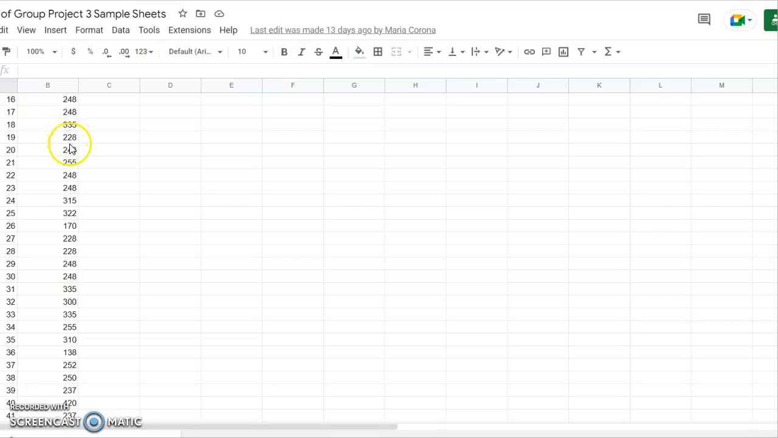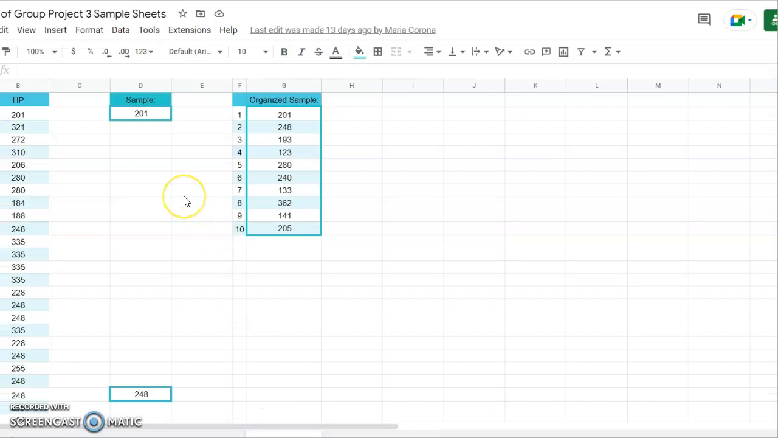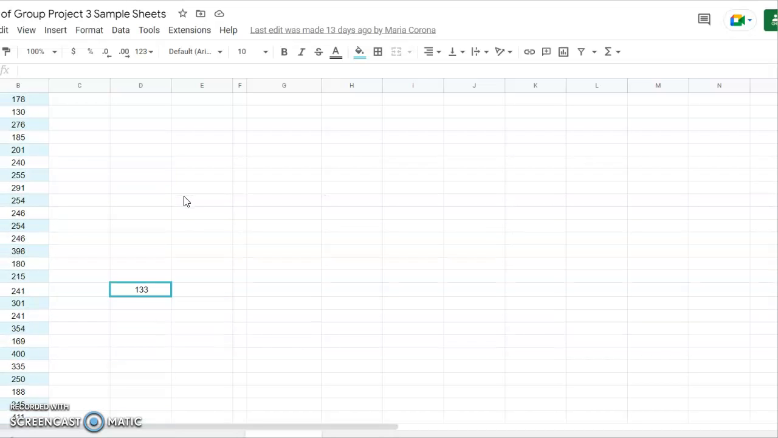We have our original data set, 1 through 222. Here are our samples. We have systematic samples, our convenient samples, and our stratified samples. Here you can see how we selected and organized our systematic sample.